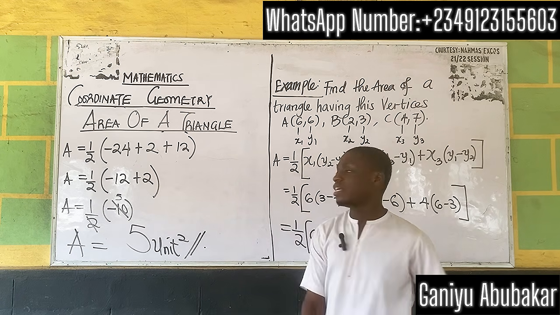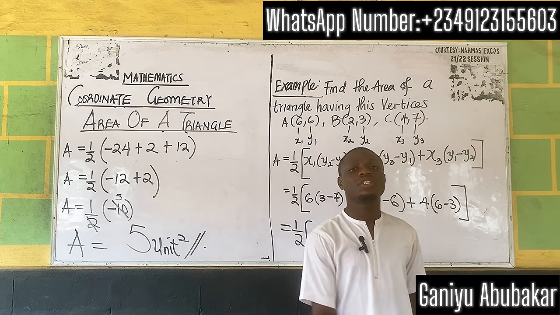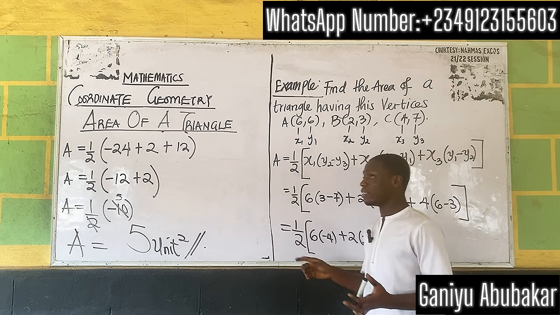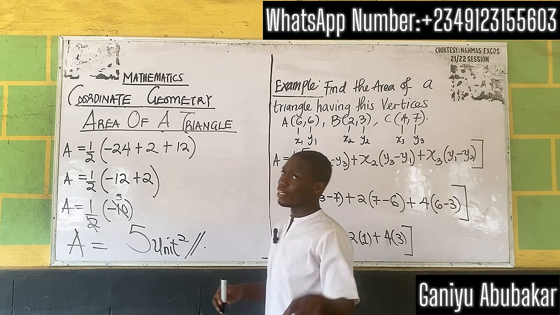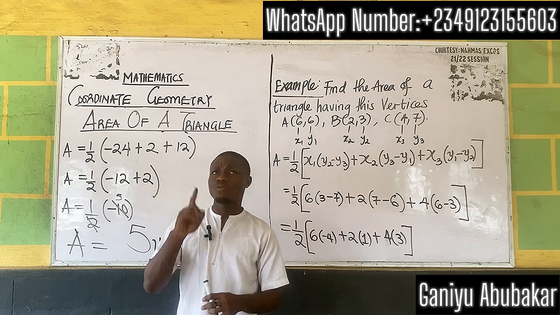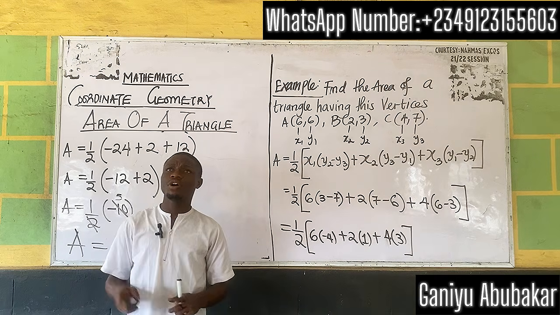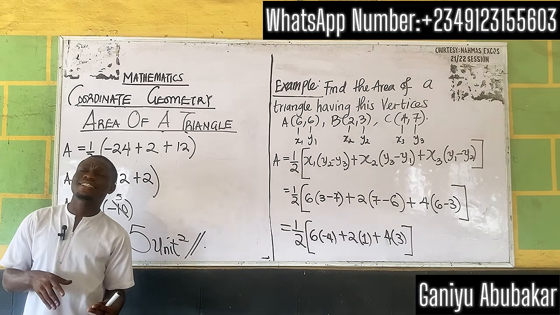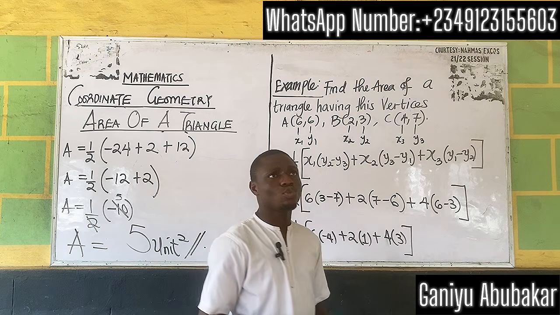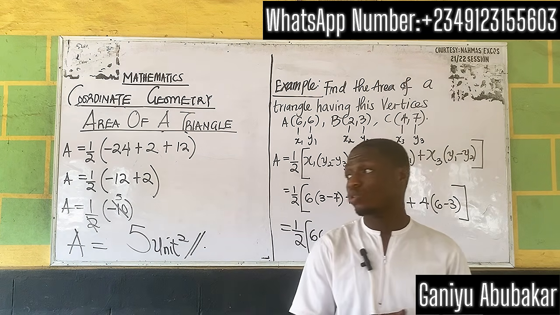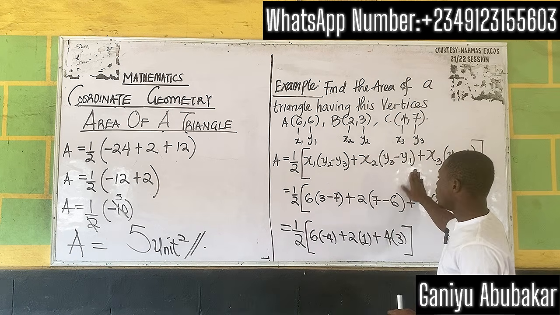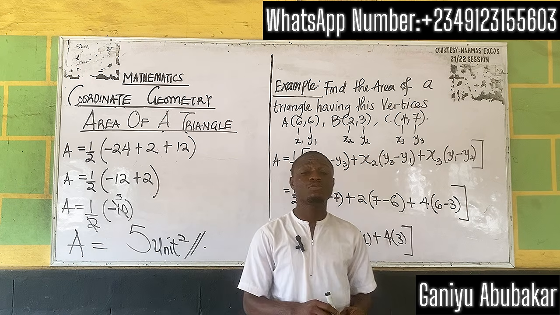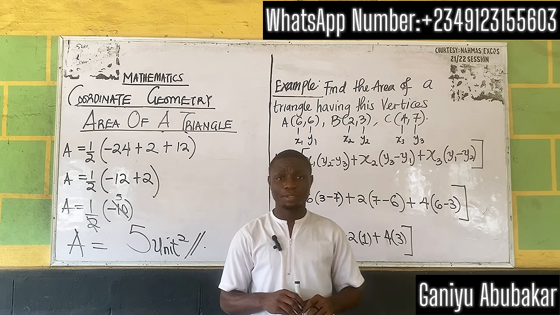This is the concept behind area of a triangle. You can try other questions whenever you see them, and don't forget the formula pattern. It is half in a bracket x1 open bracket y2 minus y3 plus x2 open bracket y3 minus y1 plus x3 in a bracket y1 minus y2, and that's all. So know how to fix in the formulas in a correct pattern.